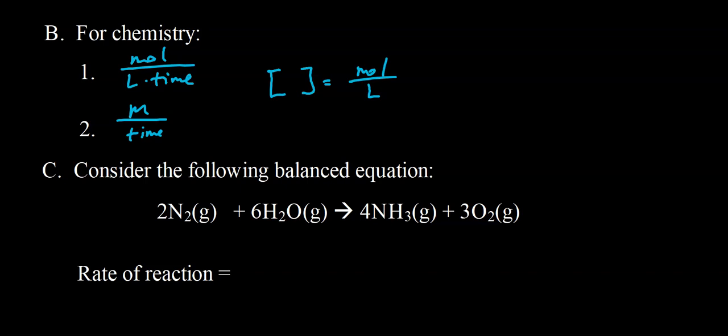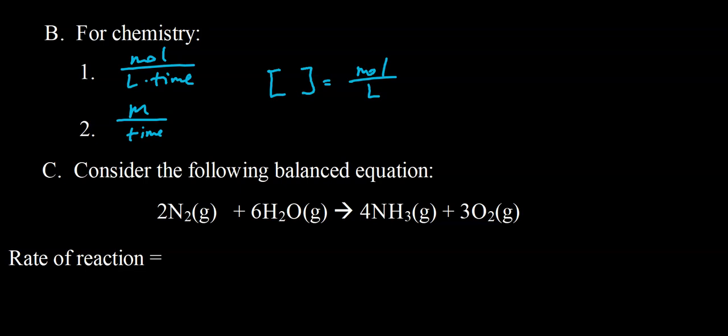So let's take a look at this example. Now think about what this tells us about the reaction. We have nitrogen and water reacting to produce ammonia and oxygen. Everything in this reaction is a gas. All right, so how can we measure the change in reaction? Again, reaction rate involves the time it takes for one of two things to happen: either the reactants to disappear or the products to appear. How long does it take for the reactants to disappear? How long does it take for the products to appear?